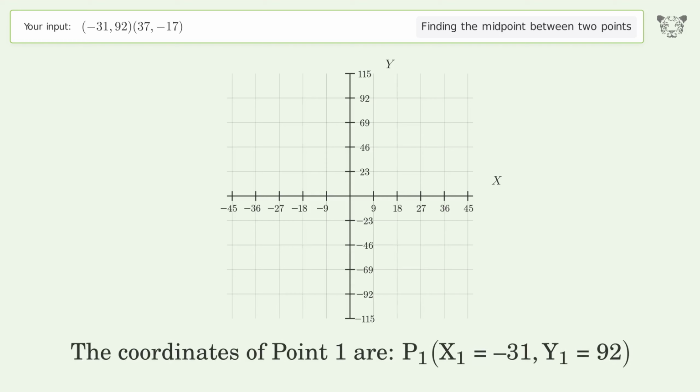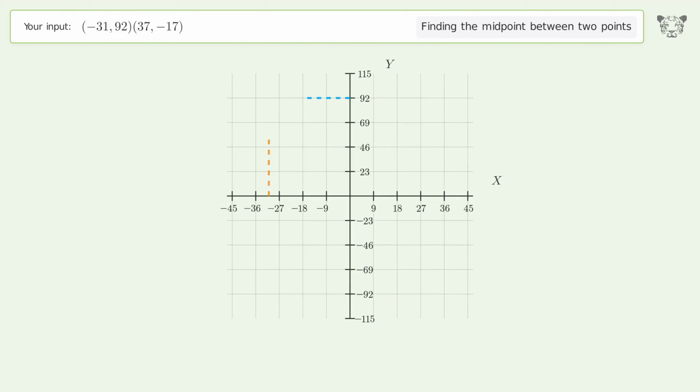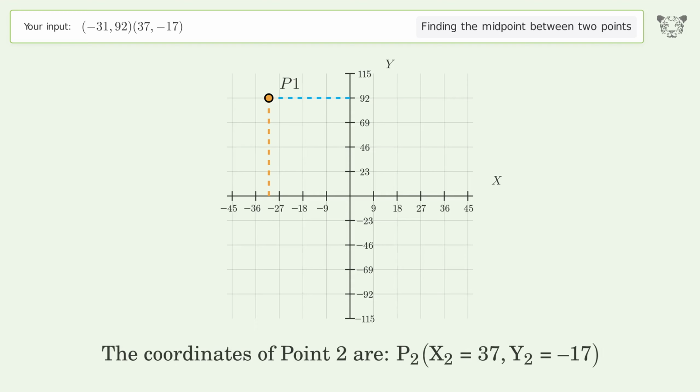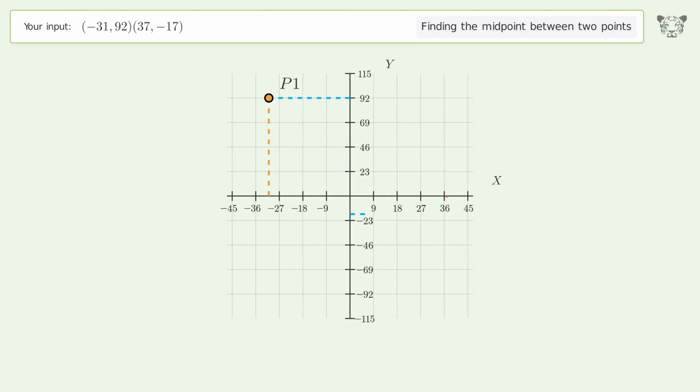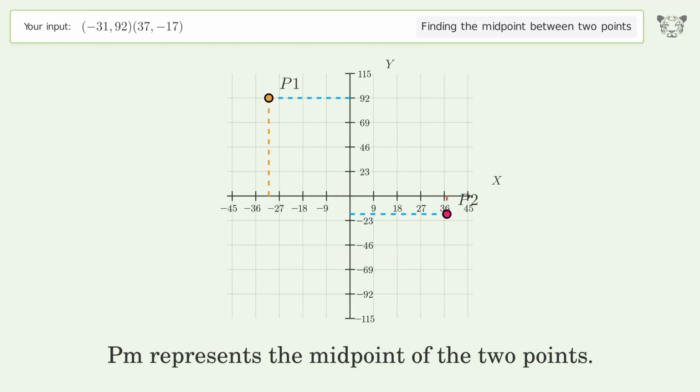The coordinates of point 1 are x1 equals -31, y1 equals 92. The coordinates of point 2 are x2 equals 37, y2 equals -17. PM represents the midpoint of the 2 points.